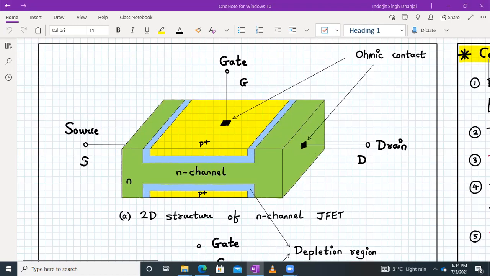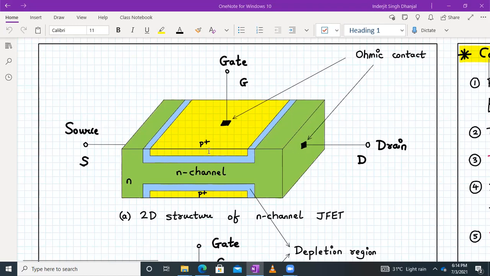Now, source is the terminal from which the carriers enter the channel from the external circuit, and drain is the terminal where the carriers or the electrons leave or are drained from the device. And the gate over here acts as a control terminal. Now, all of these terminals are taken out with the help of an ohmic contact.